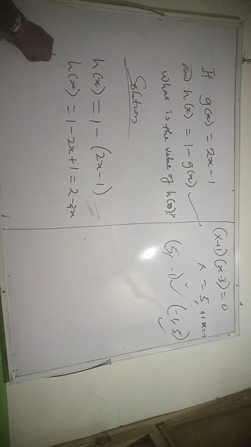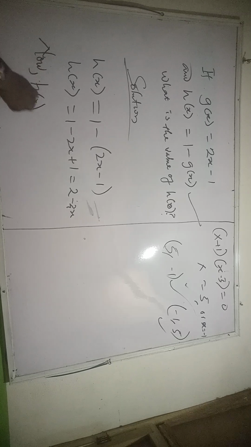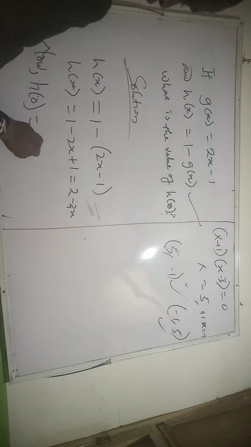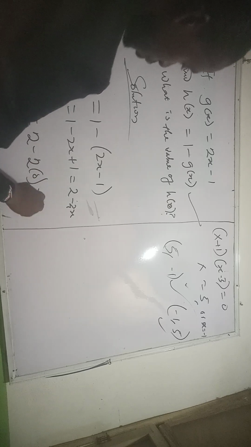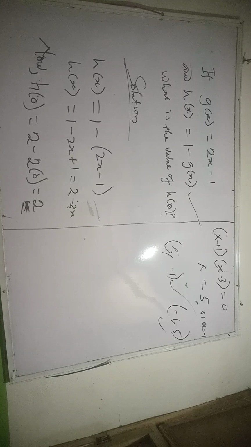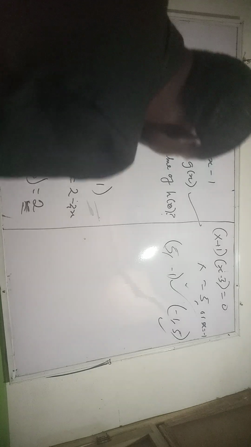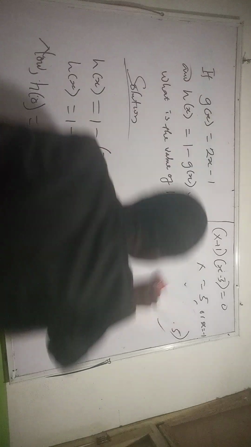Now h of 0 will become what? 2 minus 2 into 0, which is equivalent to 2. So that's why I say it's not really a question. Everybody can navigate his or her way to that. So that's it. Another one is this.